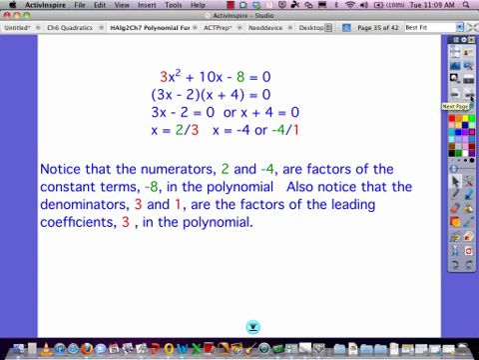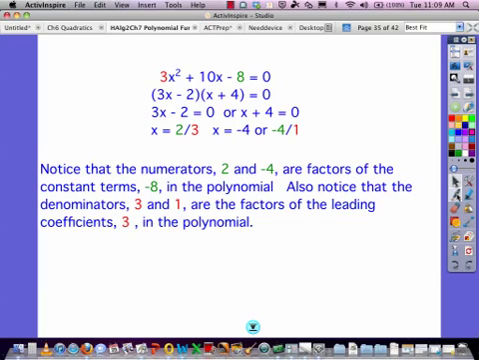3x squared plus 10x minus 8 equals 0. Regular trinomial, second degree equation. It factors quite nicely into the quantity 3x minus 2 and x plus 4. You can use your trinomial factoring skills to do that. From there, we find the zeros. 3x minus 2 turns into a zero of 2/3, and the x plus 4 quantity turns into a zero of -4. Now, what I want you to look at, there's a pattern here.